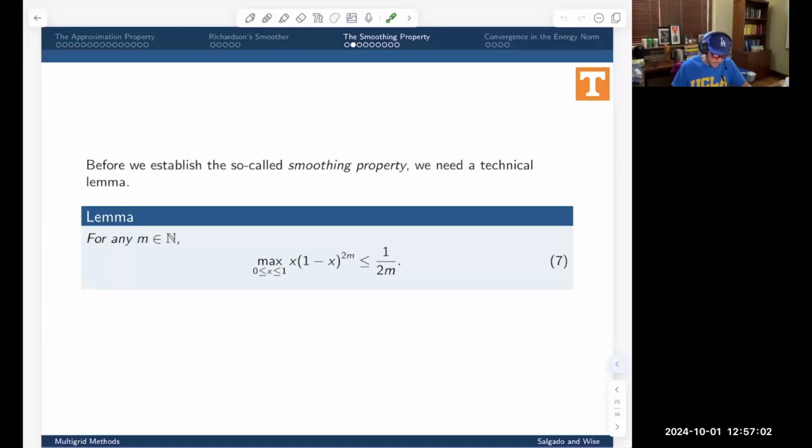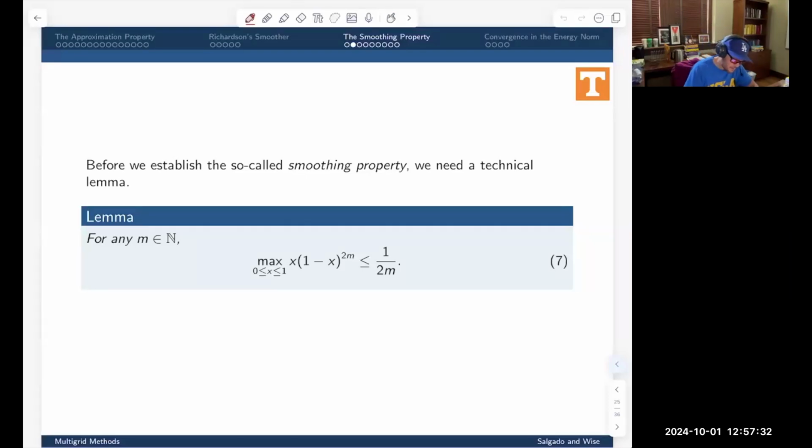Today we're in Chapter 4. We completed a discussion about the approximation property already. We talked about the Richardson smoother, and now we're getting into the second key component for the generic, abstract energy norm convergence of the two-grid method. The first property was the approximation property. The second one is this smoothing property, which we're in the middle of today.